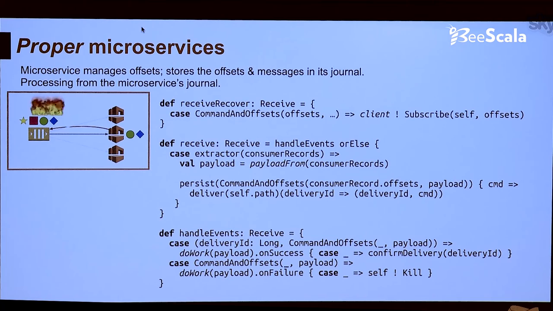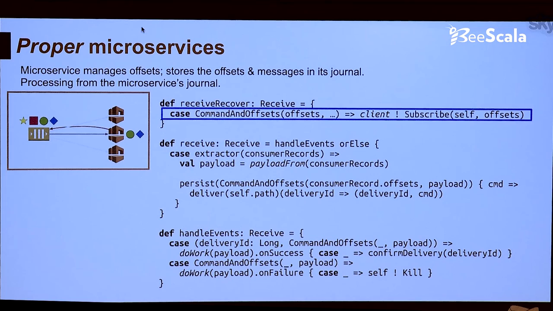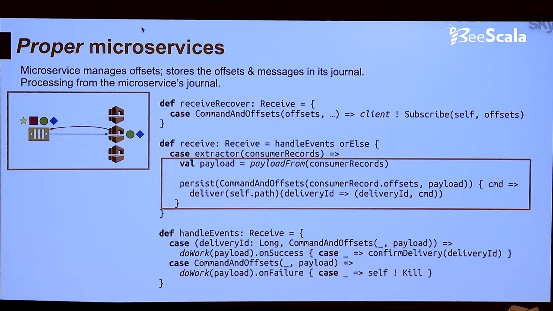So it's perfectly reasonable to persist them. If you've seen the animation, it was really cool. So you burn the offsets and say to Kafka, don't worry, we have it. And so when this microservice starts up, in a bit of pseudocode, we will start consuming from the offsets that we have last written to the journal. So when we receive a payload, we extract it from the messages, but we save into our journal not just the command that we have from Kafka, but also the offsets that point to the records that we have now received.